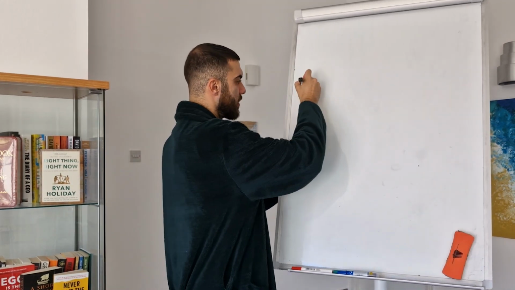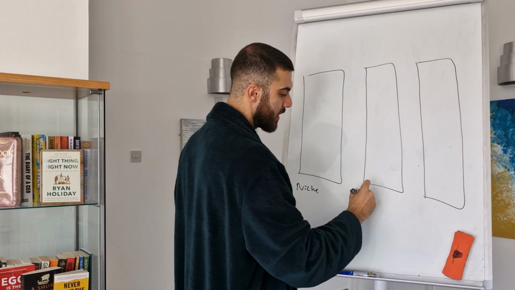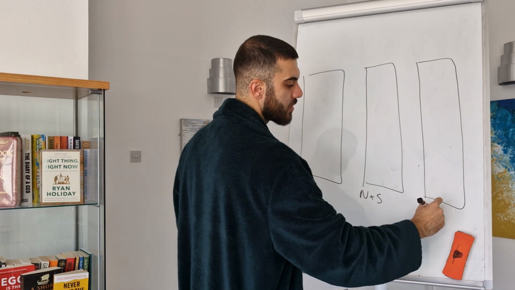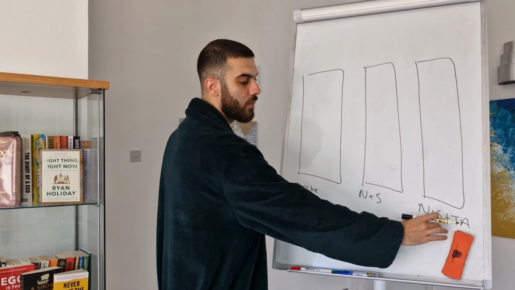Now, here's what you're actually doing. Let's say these are your 3 keywords. This is your niche keyword. This is your niche plus sub-niche keyword. And then this is your niche plus sub-niche plus target audience keyword. So this is your broad, your relevant, and your hyper-relevant keyword.